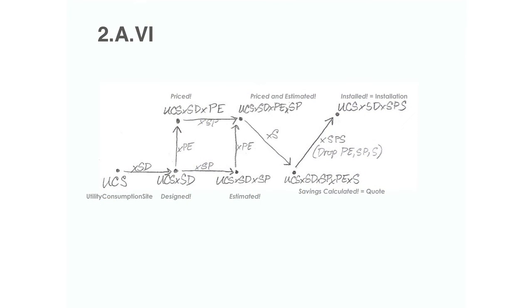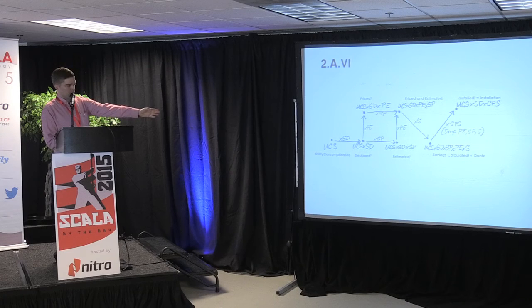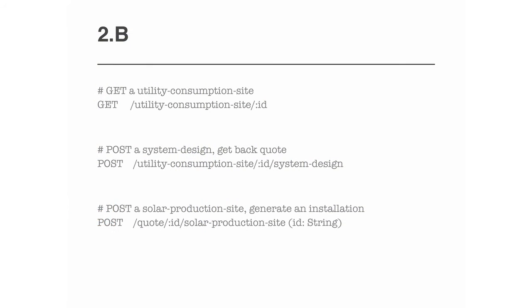So we can then translate this sort of grammatical approach into a state machine that clearly reflects the workflow. We start with a utility consumption site, then we design something, and we arrive at the second state. Then in either order, we can price and estimate and arrive at the priced and estimated state through composition. Then we calculate savings, and then we have a quote, and then eventually we install a system. And we drop some information moving into that state. And so these are the routes I'll be talking about.